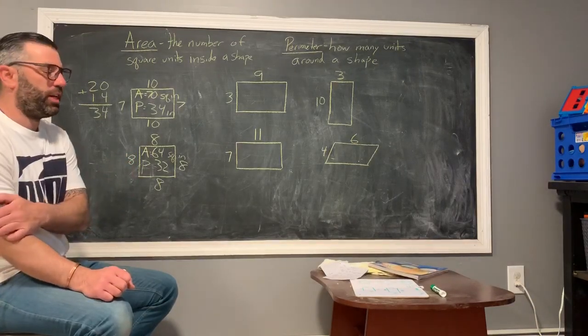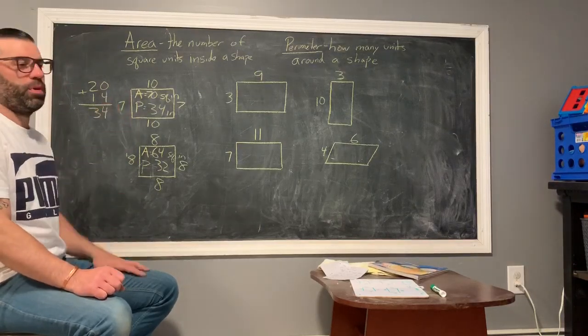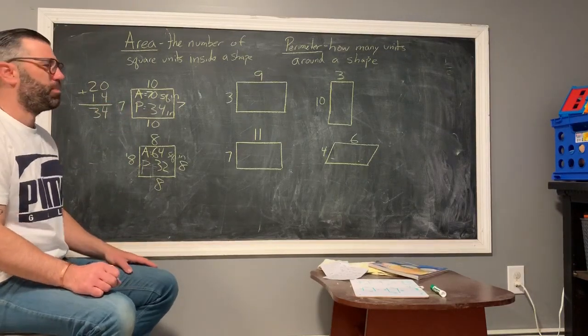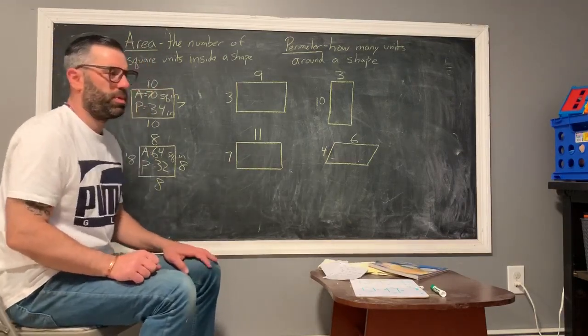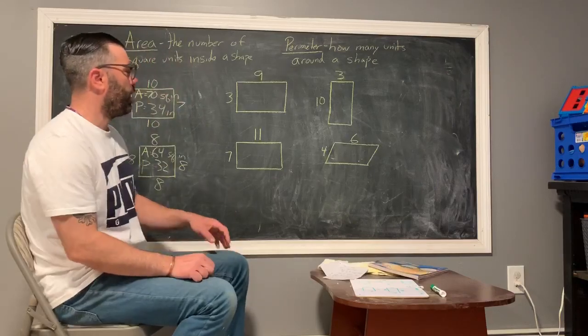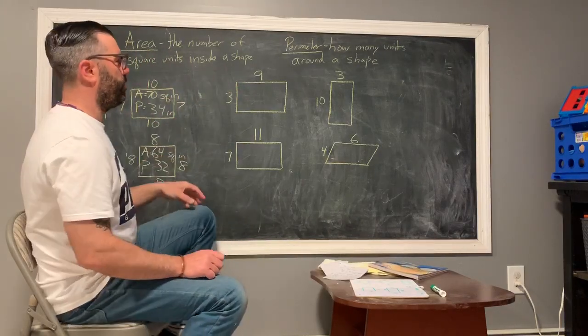Somebody asked me a question yesterday and they said, well, Mr. Carey, could the area and the perimeter be the same? It is possible. It's usually not, but it is possible. Sometimes they are. Okay. So now say I got this guy here, it's a 3 by 9 rectangle.